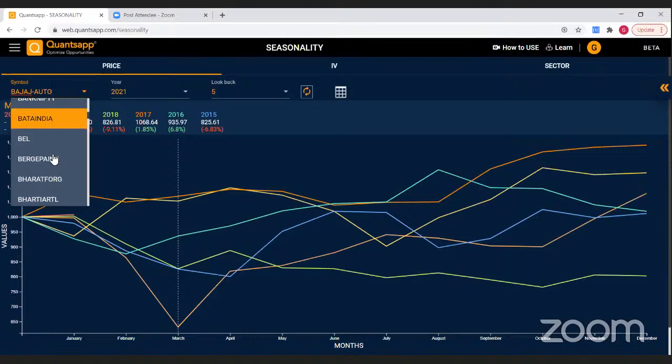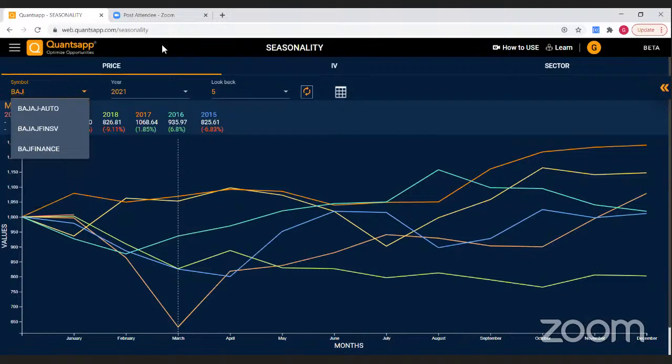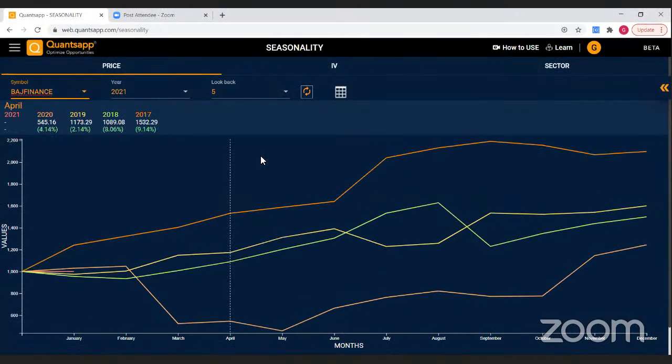Let's take one more. One second, let me see. So we saw the paint, most of the IT sector stocks. No, Jubilant. If I say Bajaj, let's take Bajaj Finance for the 5 year.